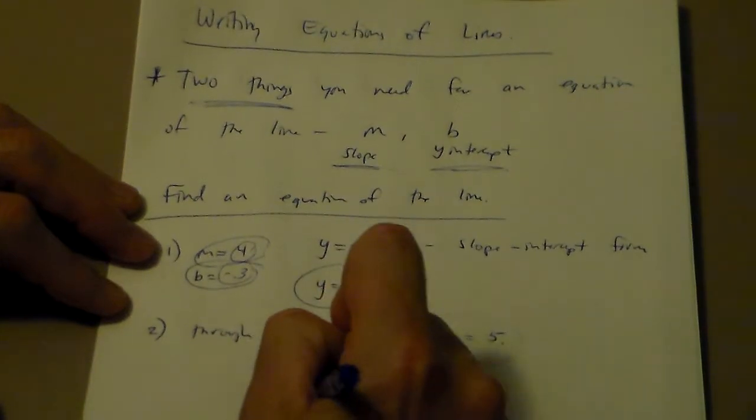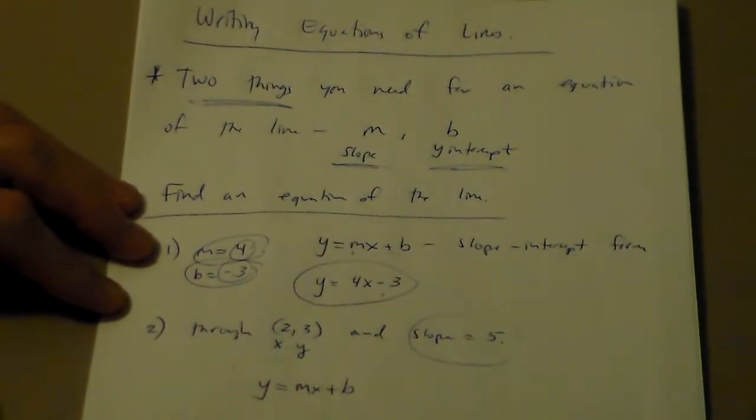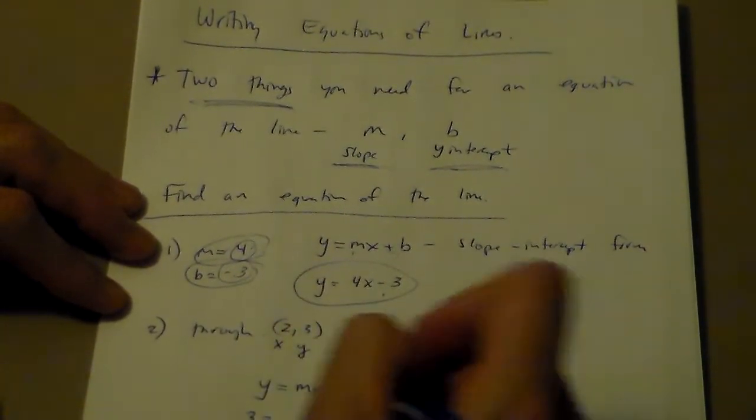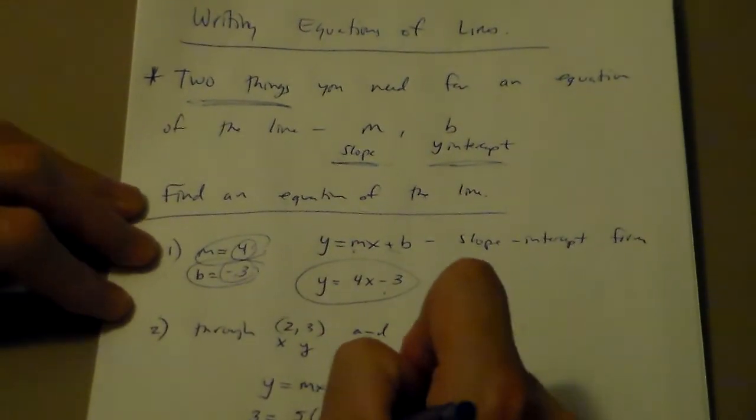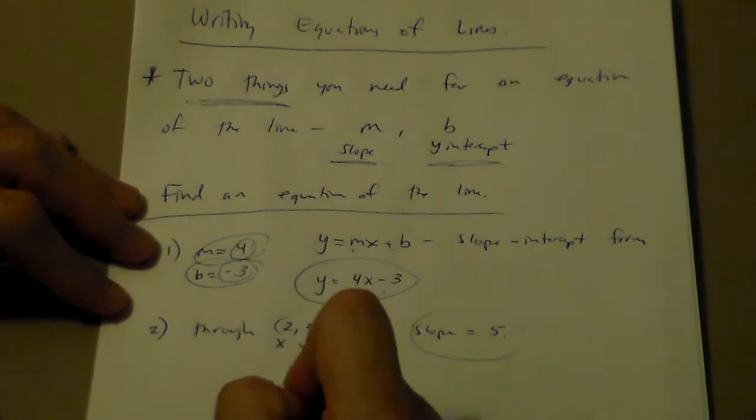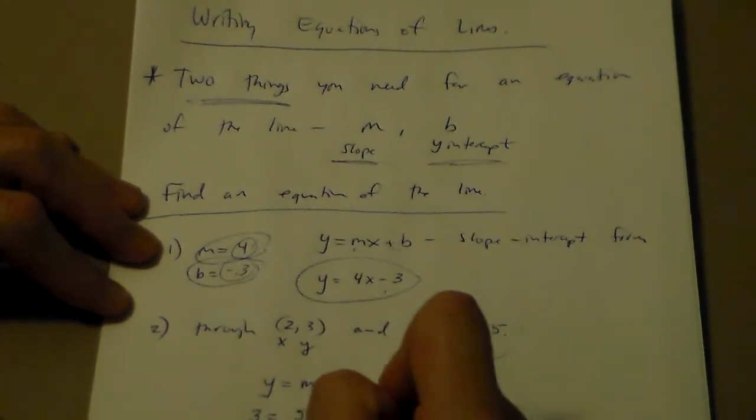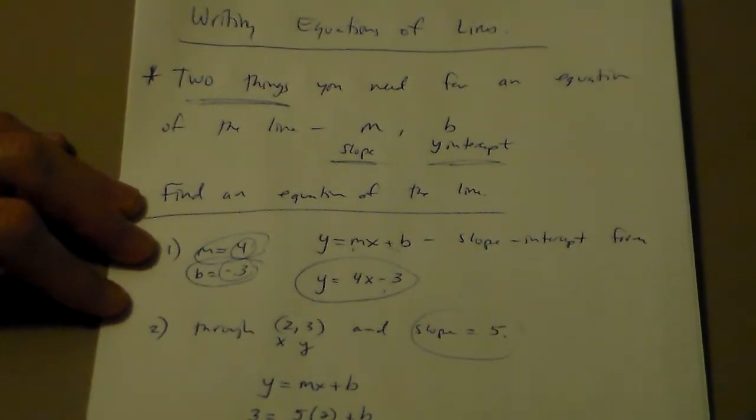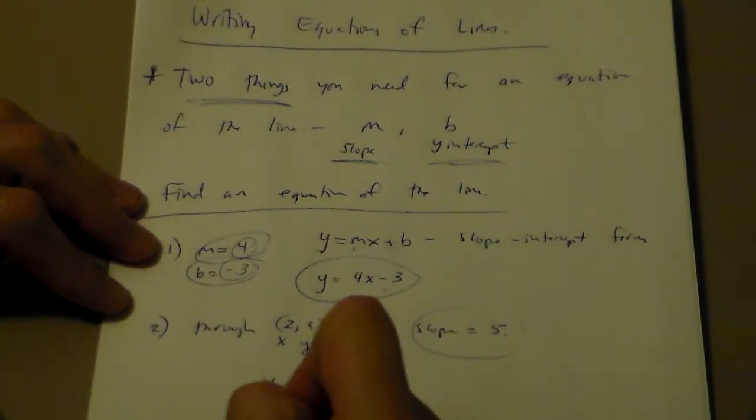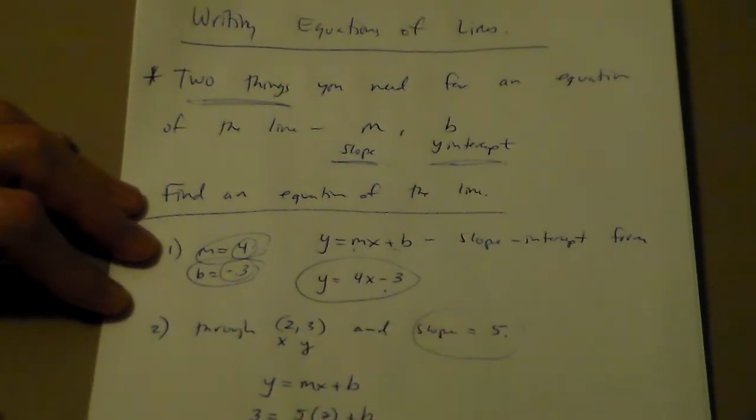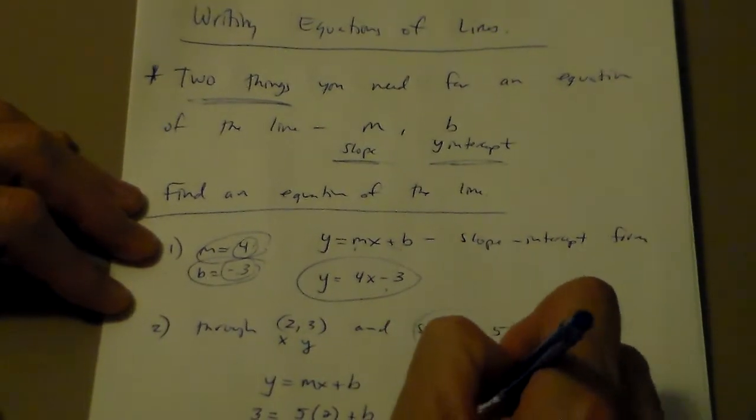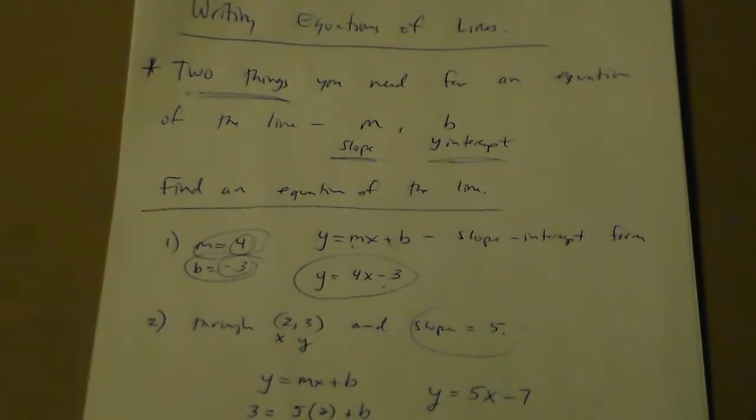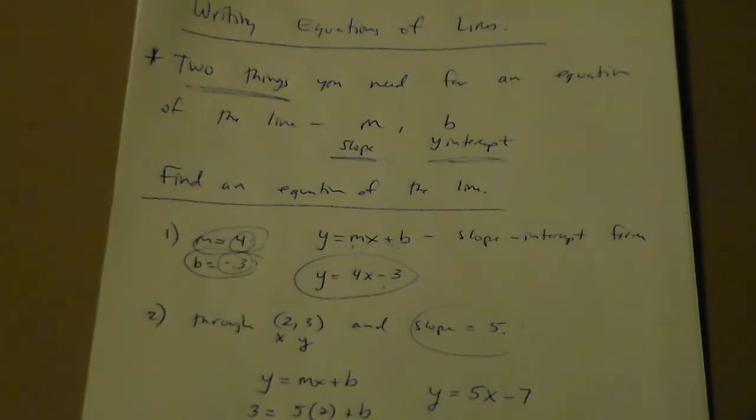So I write y equals mx plus b. My y is 3, my slope is 5, my x is 2, plus b. 3 equals 10 plus b, minus 10, minus 10. b is negative 7. So my equation now is y equals 5x minus 7. Okay? Does that make sense to everybody?